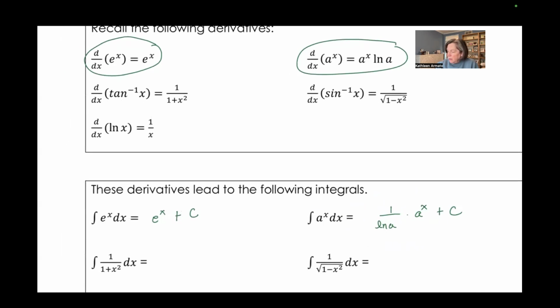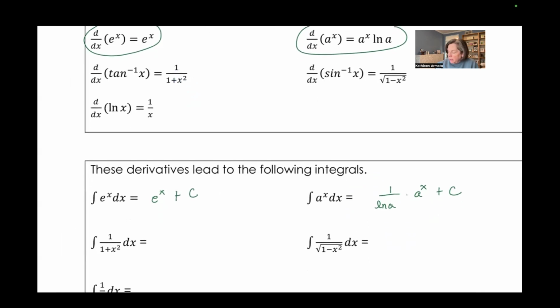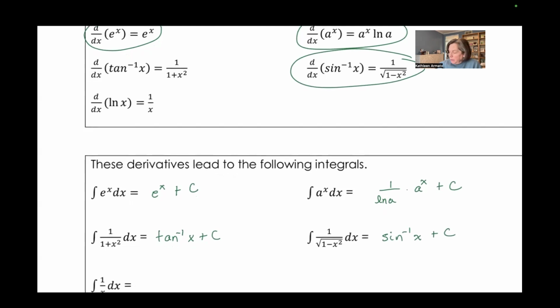All right. The integral of arctangent is 1 over 1 plus x squared. So the derivative, did I say integral? The derivative of arctangent is 1 over 1 plus x squared. So the integral of 1 over 1 plus x squared will just be the arctangent of x. And looking here, the derivative of arcsine is 1 over the square root of 1 minus x squared. So if I have the integral of 1 over the square root of 1 minus x squared, that would be equal to the arcsine of x.